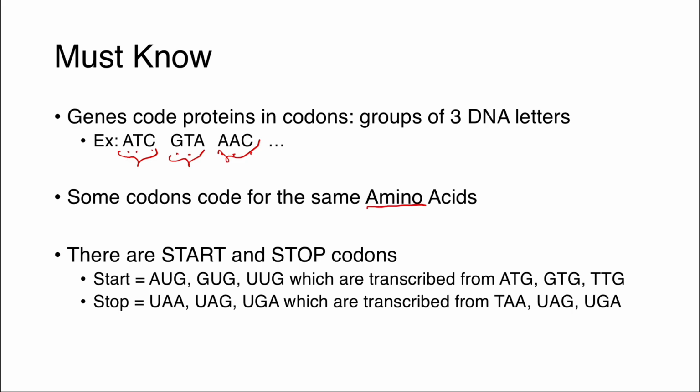And some amino acids have multiple codons that code for them. There are also start and stop codons, the main start codon being AUG, and the stop codons being UAA, UAG, and UGA.